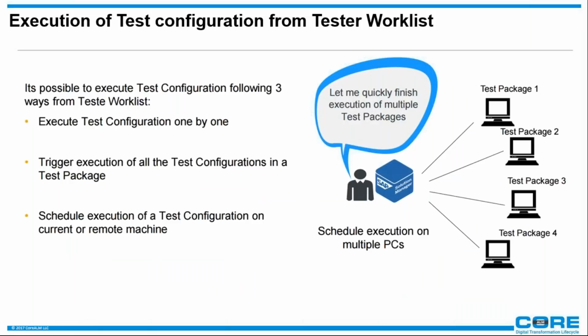A lot of times you have questions about how you might run these. So there's 3 ways. You can run a test configuration by itself within a tester work list. You can trigger all test configurations in a test package. So setting test configurations in a test package, and set it up so they all run together. You may have 10, 15, 20, 50 end-to-end scenarios. If you wanted to just run them all at one time, set them up in a test package, and then that test package would run and give you the results.